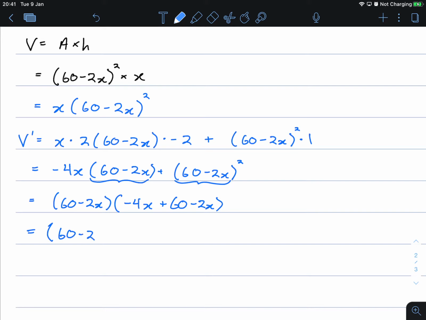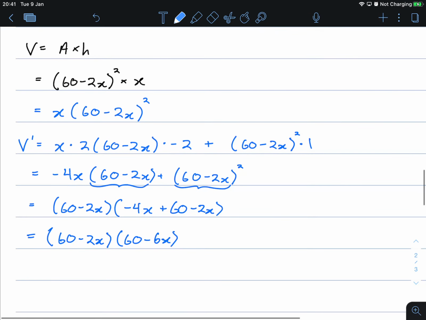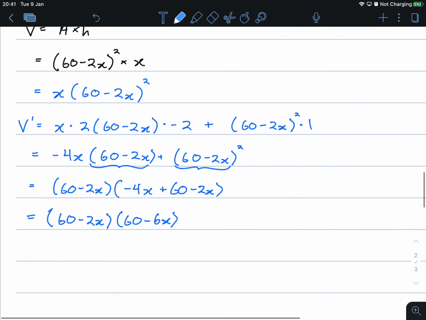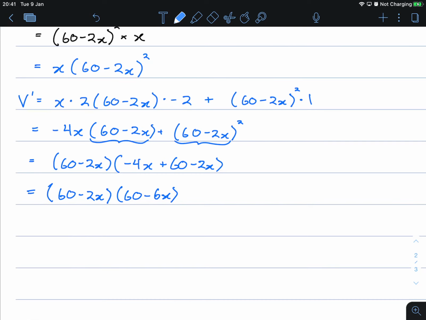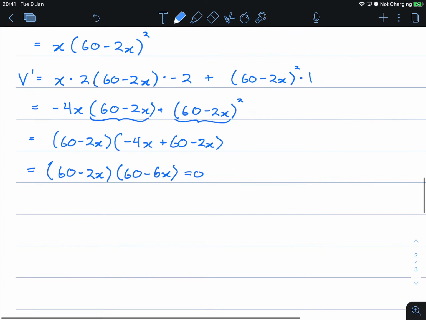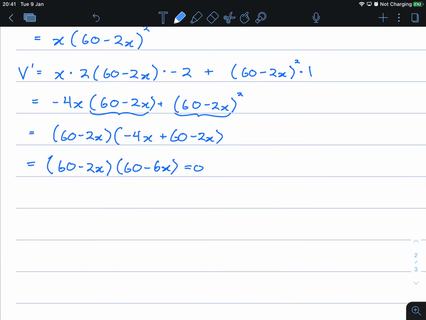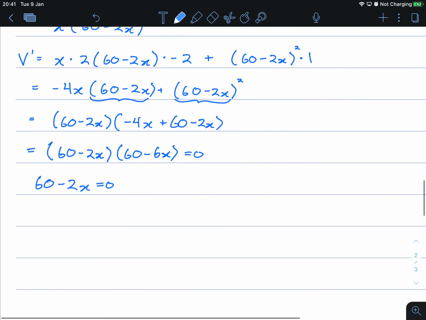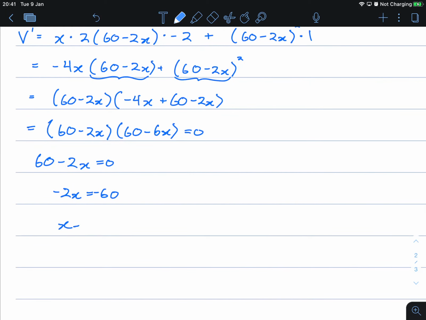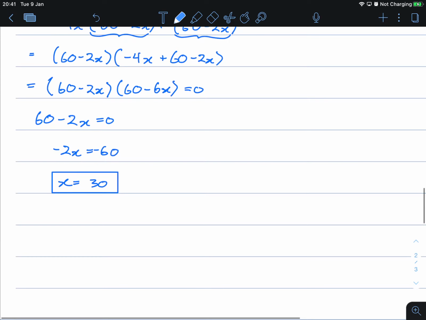Simplifying further, we get (60 minus 2x)(60 minus 6x). And that's what we're left with. So that is the derivative of the volume. Now to find any maximum or minimum points, we're going to find stationary points first. So we're going to let this equal 0 and solve for x. So we get 60 minus 2x equaling 0. Negative 2x equals negative 60. x equals 30. That is a stationary point, but we don't know whether that's a maximum or a minimum.